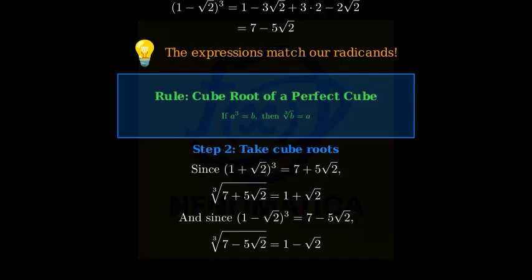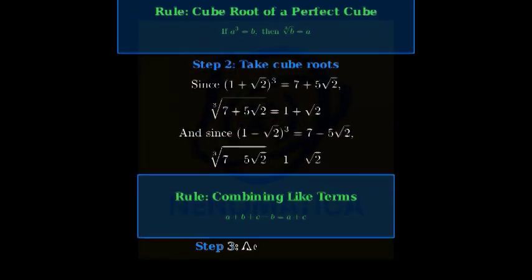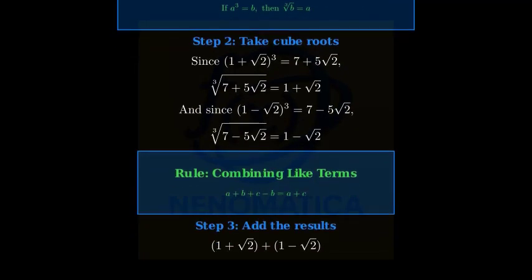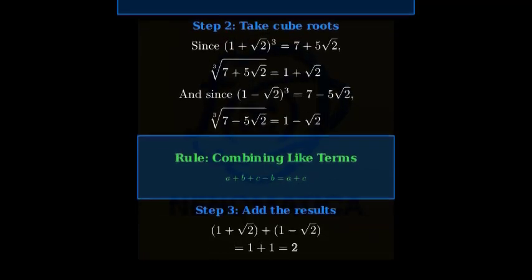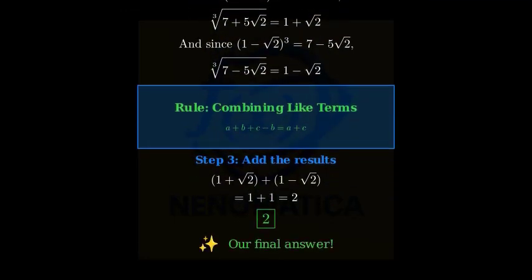For our final step, we add the results. We have 1 plus square root of 2 plus 1 minus square root of 2. The square root of 2 terms cancel out, leaving us with 1 plus 1, which equals 2. Therefore, our answer is 2. This demonstrates an elegant use of recognizing patterns in radicals to simplify what initially looked like a very complex expression.